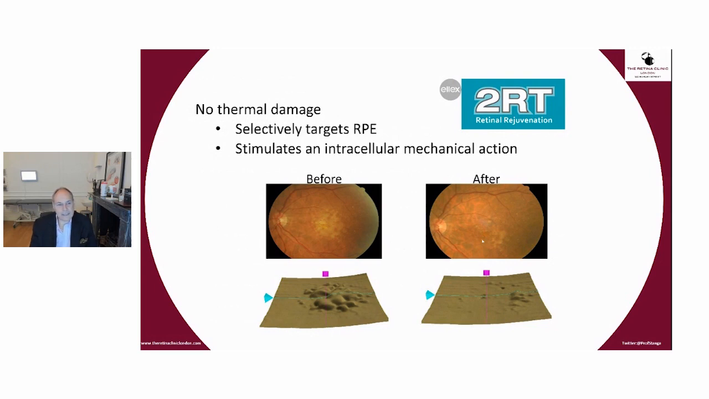2RT is a non-thermal laser, a pixelated laser. The beam shows a pixelation, so not every single dot within the spot of laser shows the same intensity. It selectively targets the retinal pigment epithelium to stimulate an intracellular mechanical action, again with the aim of increasing the permeability of Bruch's membrane and reducing drusen, which are the hallmark of age-related macular degeneration.